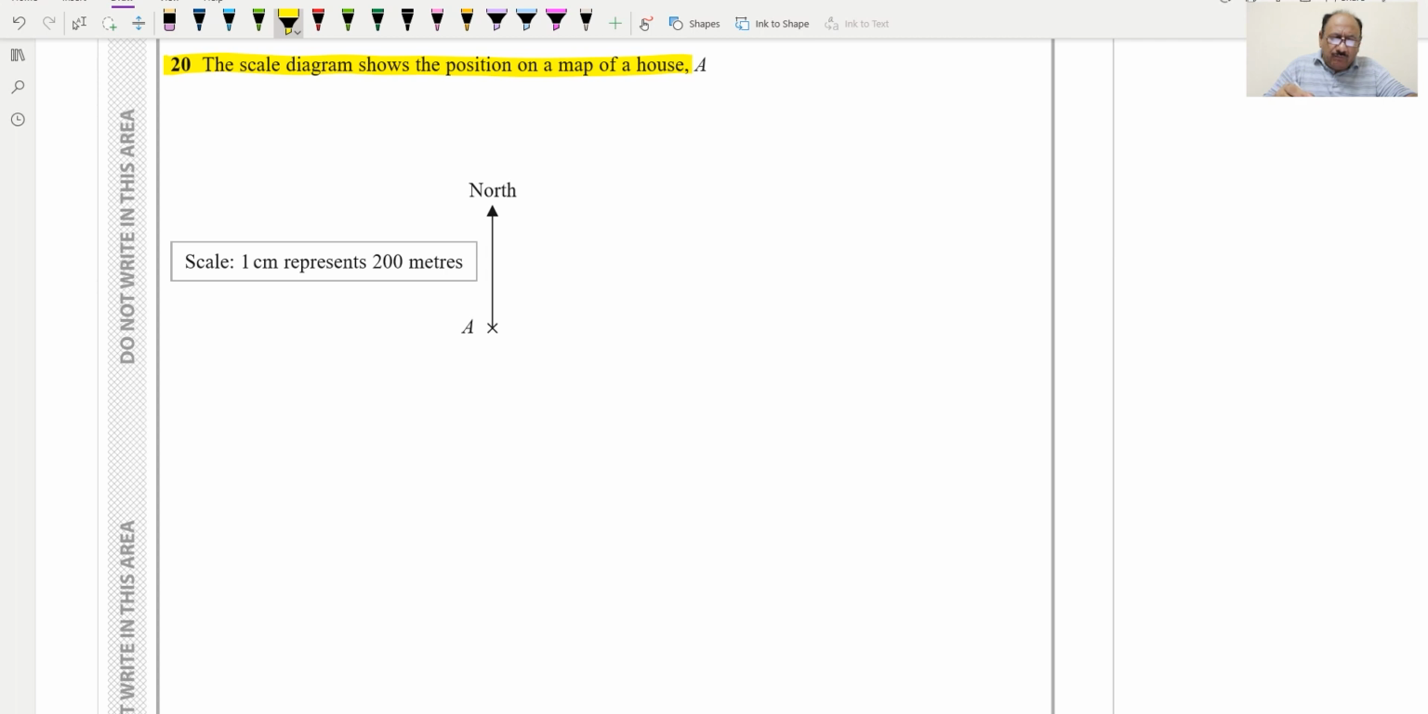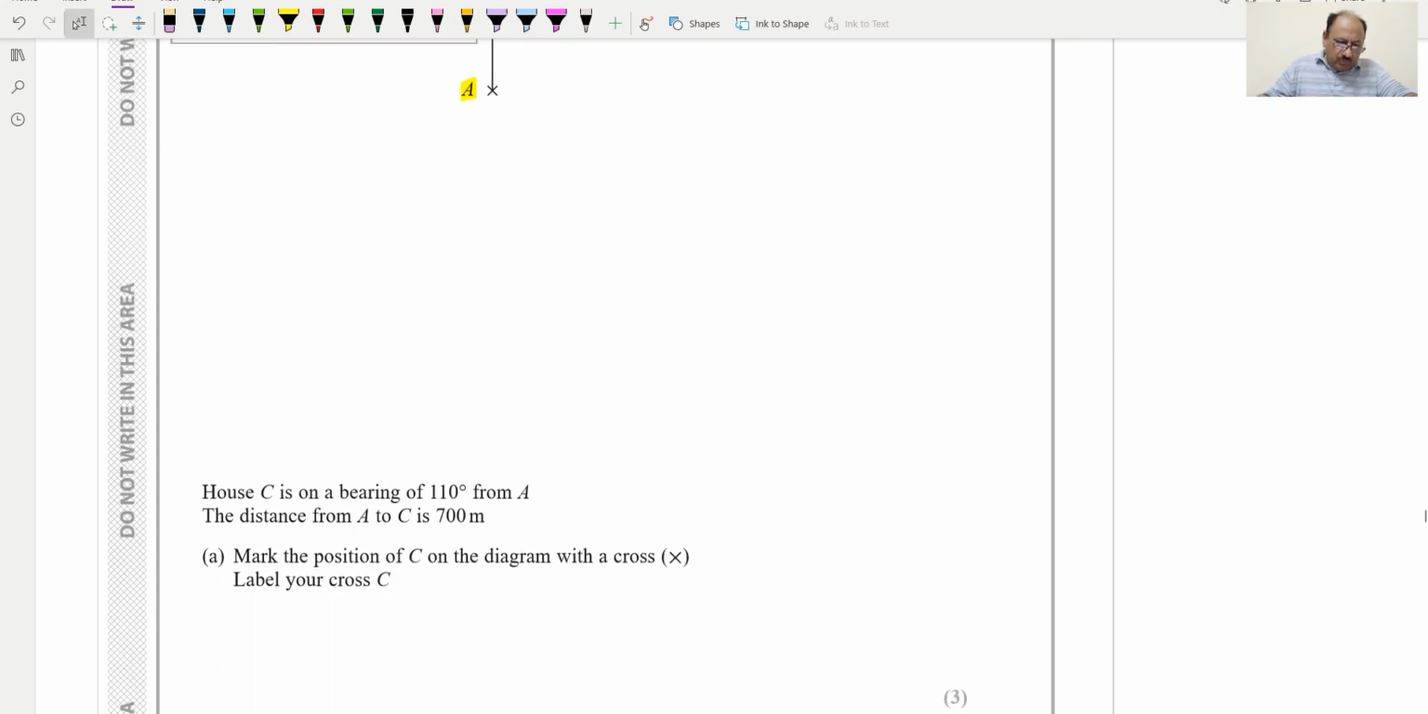Now question number 20, and question number 20 says, bearing question, the scale diagram shows the position on a map of house A, and this is A, scale is 1 centimeter represents 200 meters, and this is north. And the requirement is what? House C is on a bearing of 110. Distance from A to C is 700 meters. Mark the position C on the diagram with a cross X and label your cross C.